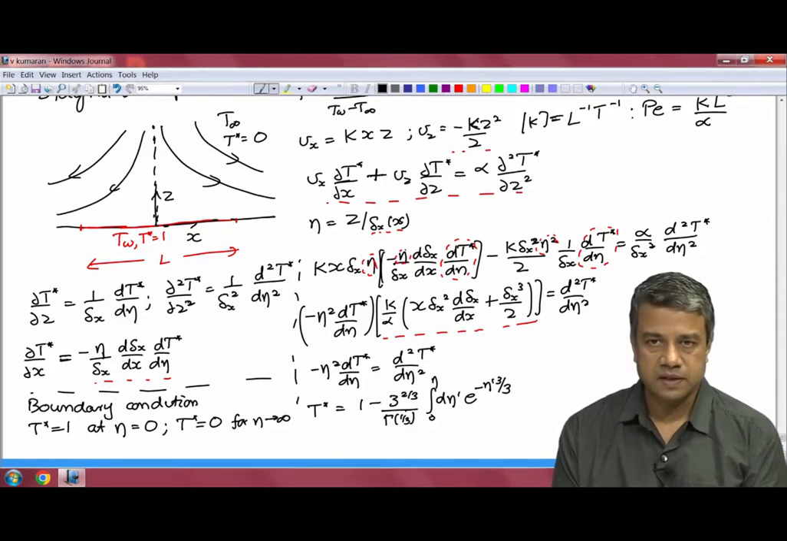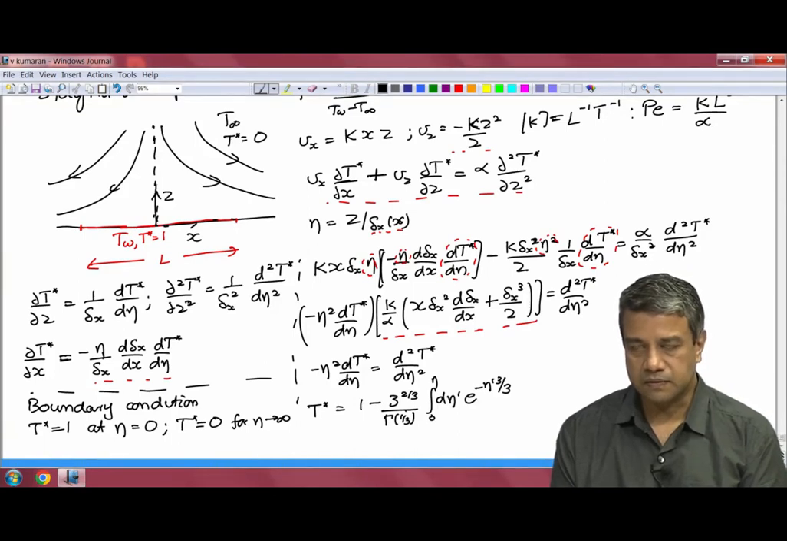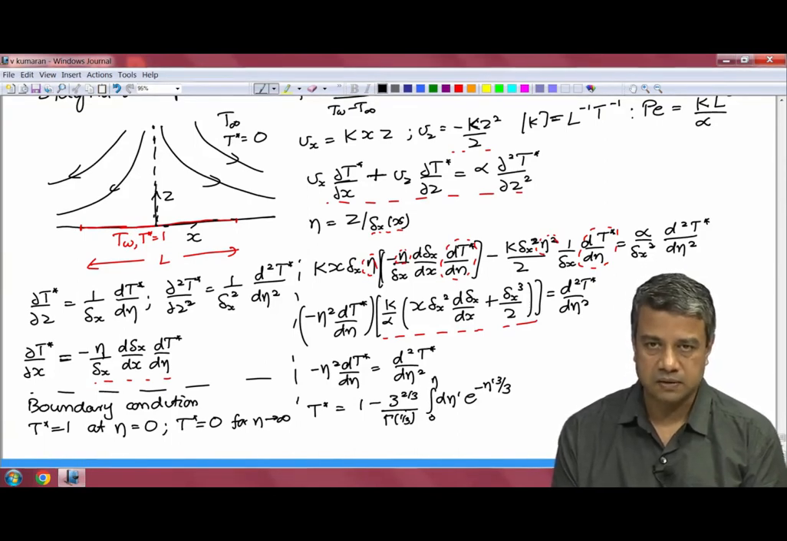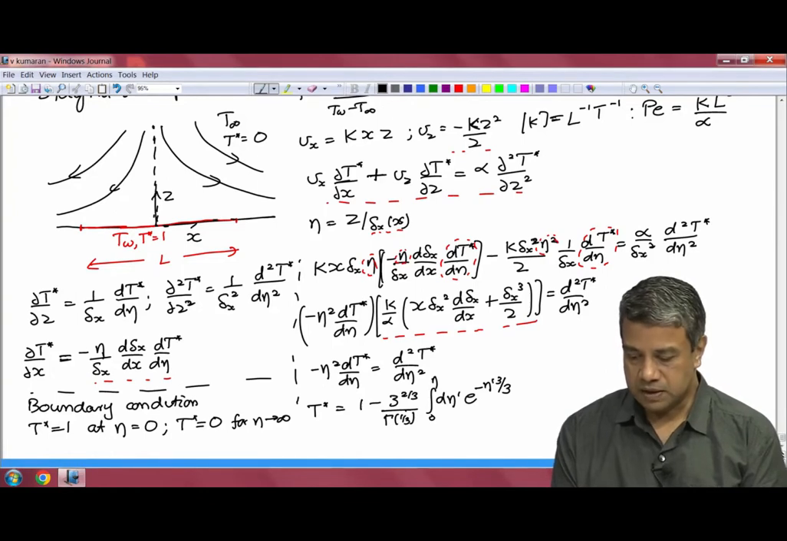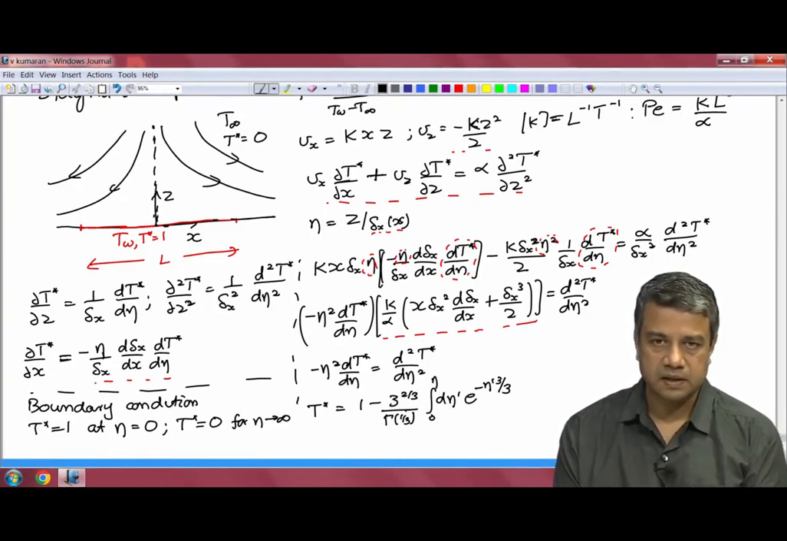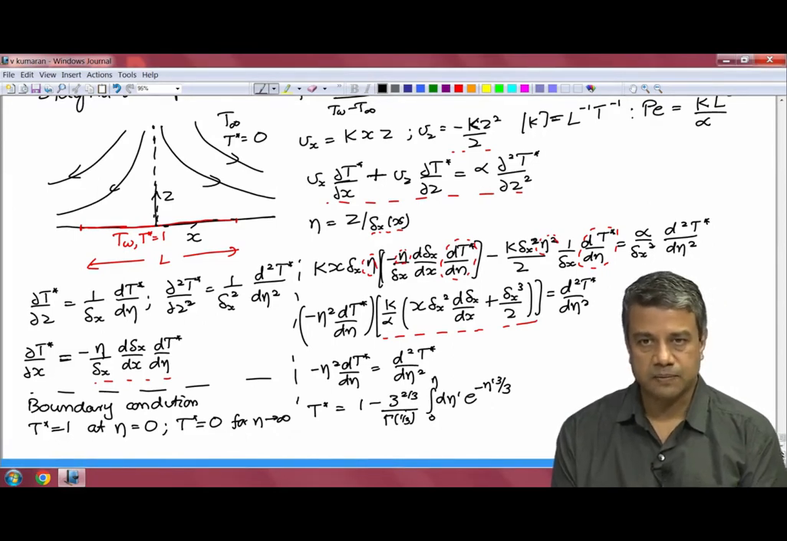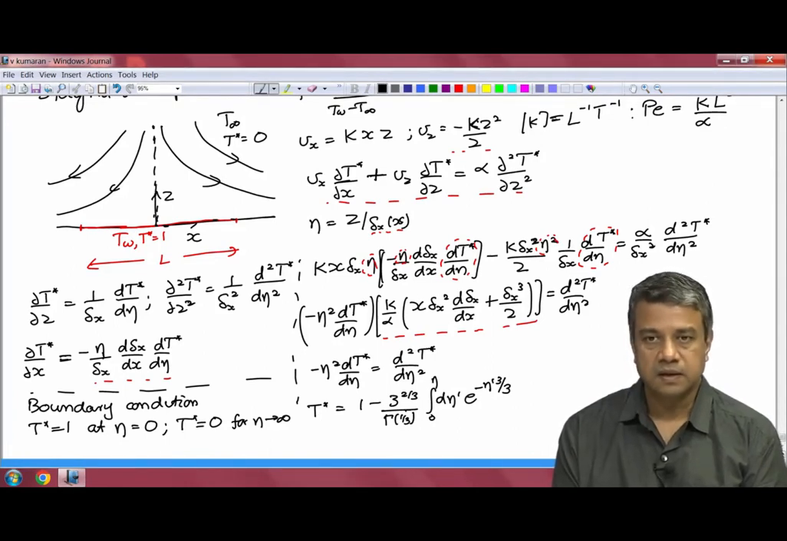Far from the surface, as eta goes to infinity, T star will go to 0. So, the equation for the temperature in terms of eta and the two boundary conditions are the same when expressed in terms of eta, and therefore, the solution is the same when expressed in terms of eta for any problem for which the velocity decreases to 0 at the surface.